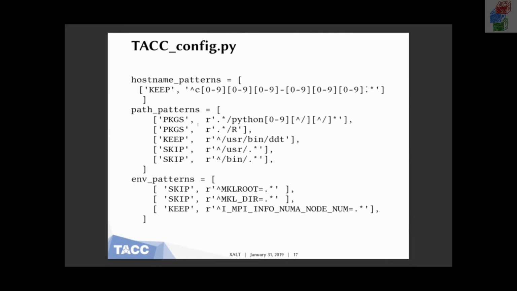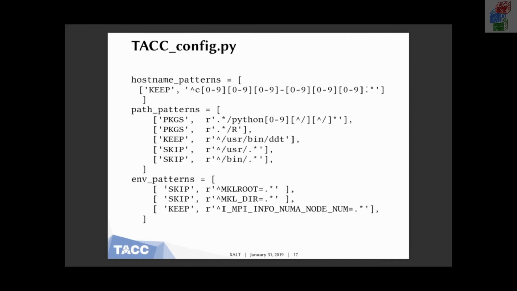Here are the executables that I want to track. For example, I want to keep DDT, but I want to skip anything that starts with /usr or anything that starts with /bin. So anything that looks like a Python, anything that looks like R, I want to keep. And those are special packages, which I'll talk a little bit about later. So there are either packages, and keep means I'm going to record them, but there's special treatment for these things that are PKGs. But anything else I can skip.